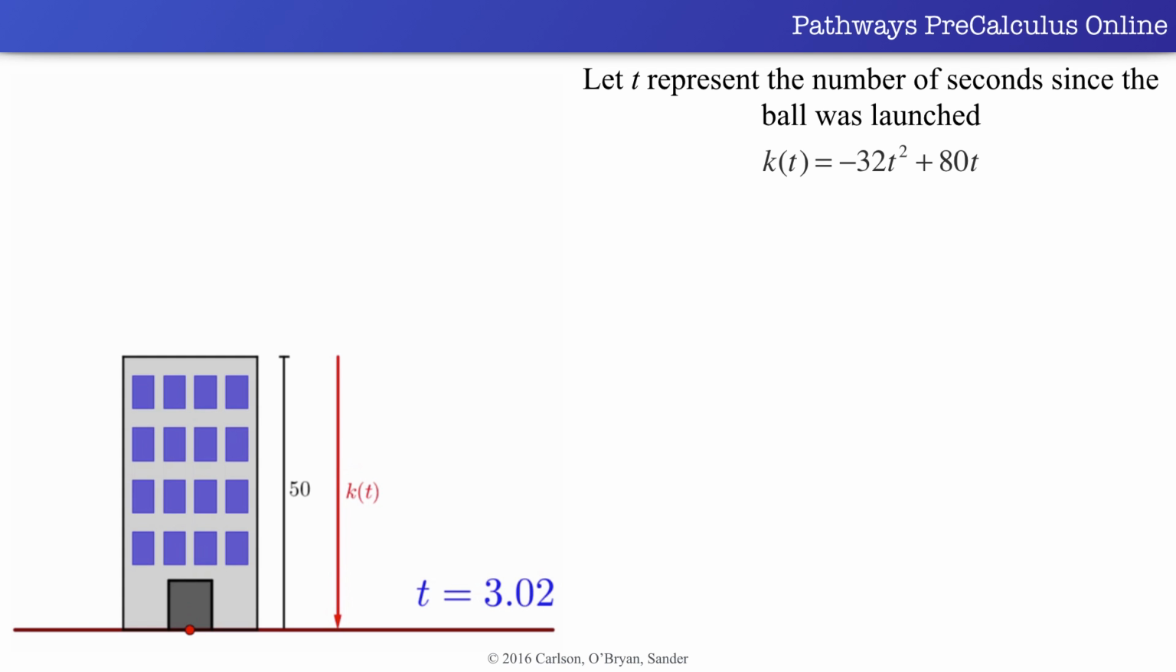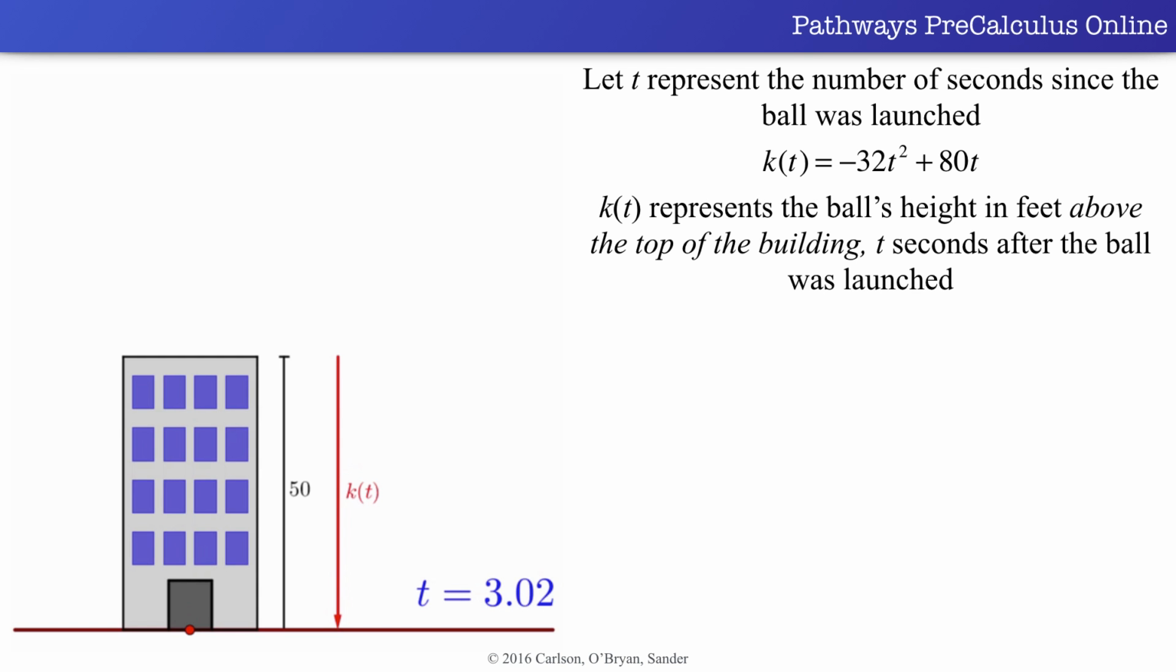The function k of t equals -32 times t squared plus 80 times t determines the ball's height in feet above the top of the building in terms of the number of seconds t since the ball was launched. So k of t represents the ball's height in feet above the top of the building t seconds after the ball was launched.